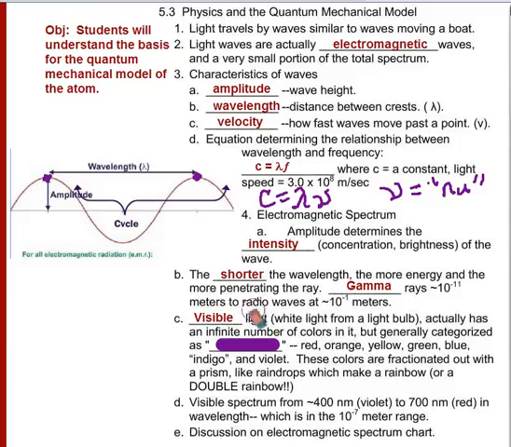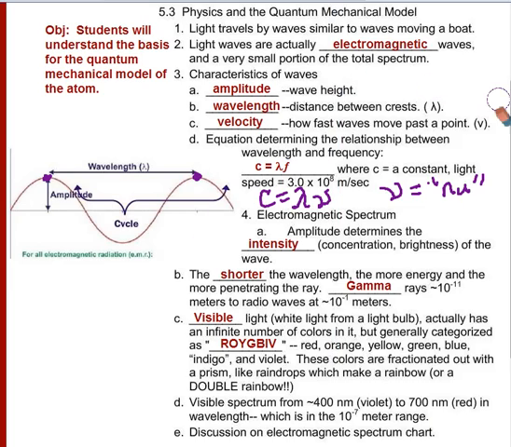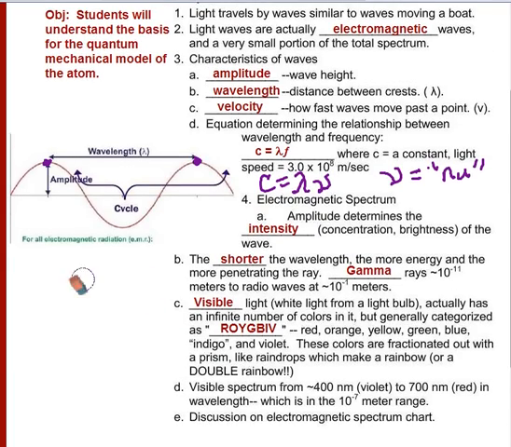Visible light, or the white light that comes from a light bulb or from the fluorescent lights overhead, actually has an infinite number of colors in it. But it's generally characterized as Roy G. Biv, which stands for red, orange, yellow, green, blue, indigo, and violet. The reason indigo is in quotes is because of a story about Isaac Newton. So, sit back and hear a tale.